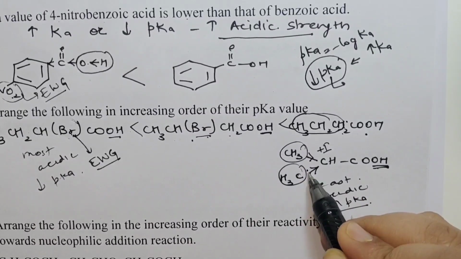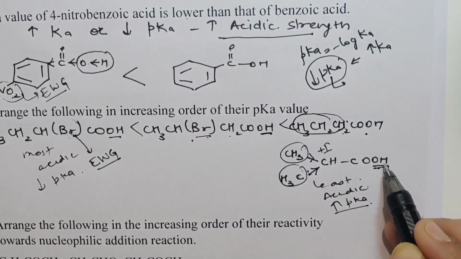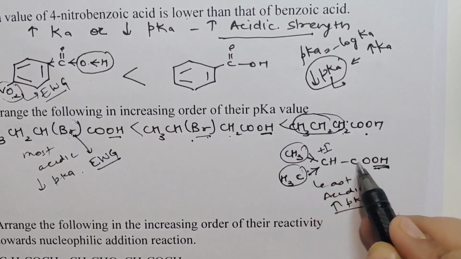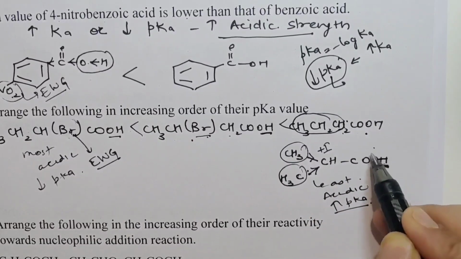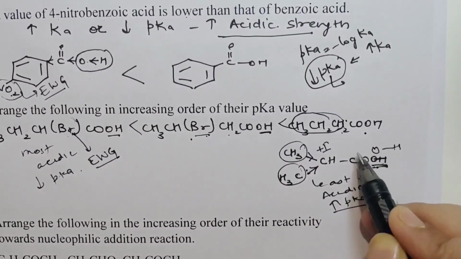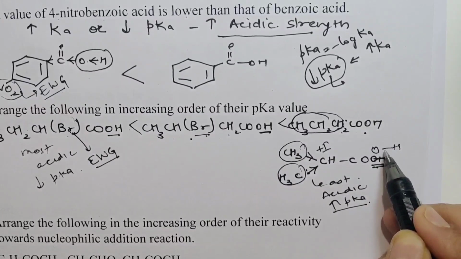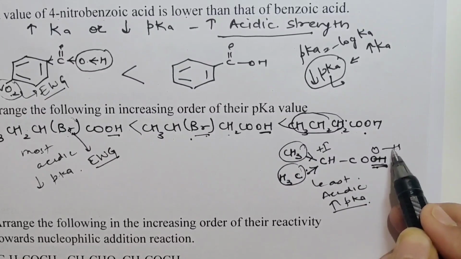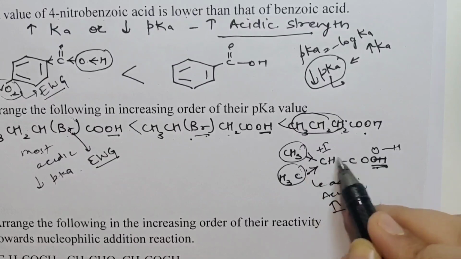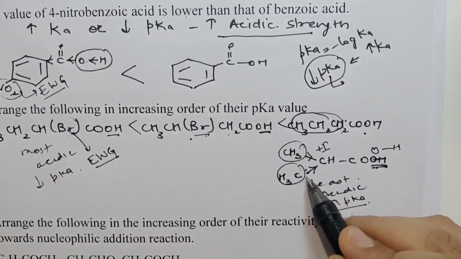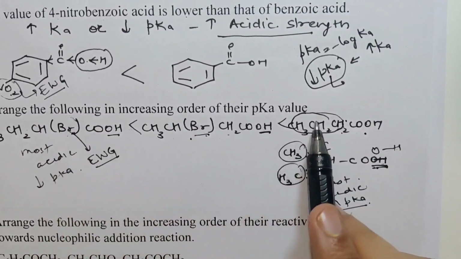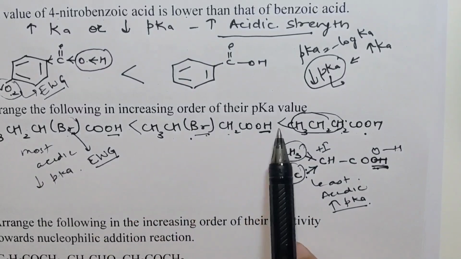Therefore, the effect would be more pronounced and the polarity of OH would be lower because they are giving electrons. So now the oxygen would not be required to pull the electron from the OH bond. Oxygen would not pull the electron from the OH bond because it's getting electron density from behind, from these alkyl groups, right? So this explains the order of pKa value.